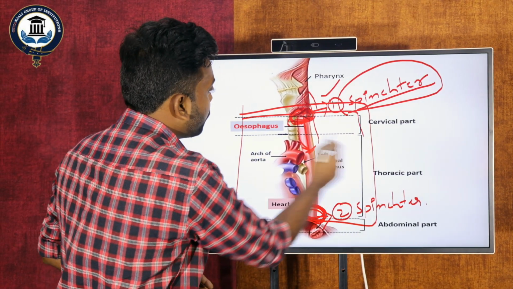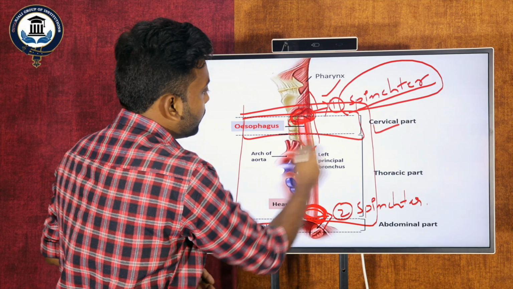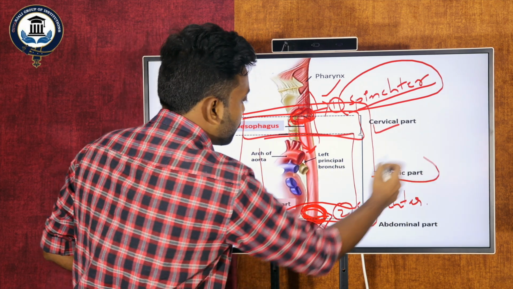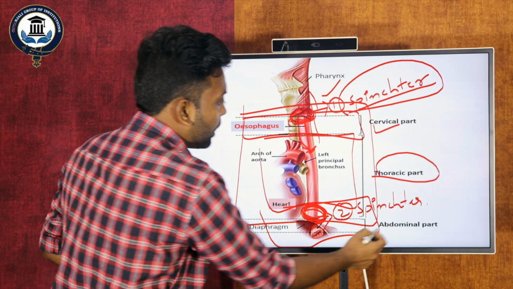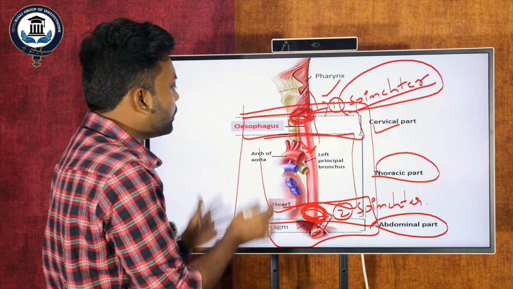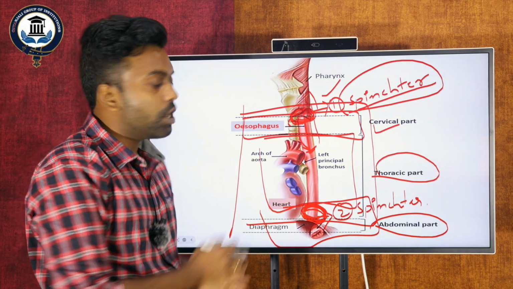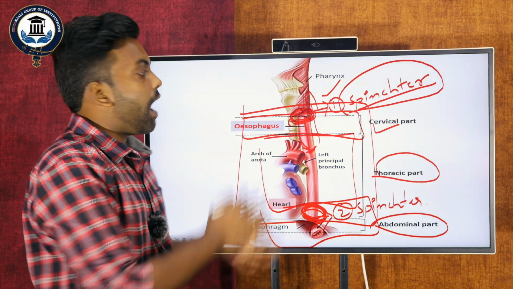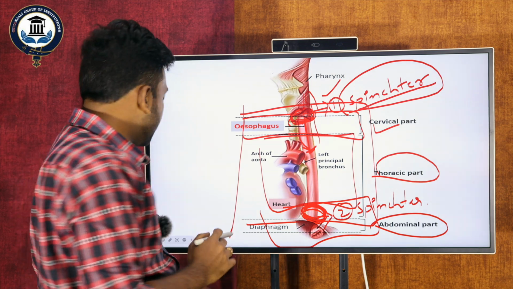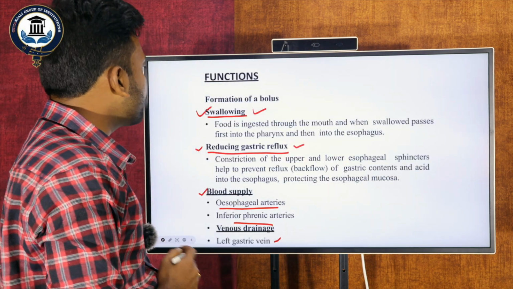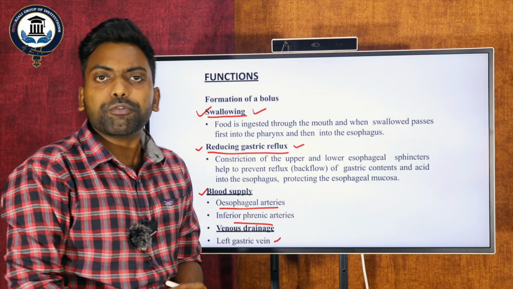And this is the exact part location. This location is called the cervical part, this location is called the thoracic part, and this location is called the abdominal part. Based on the organ position only, we have given the names of the parts of the esophagus. So these are the parts of the esophagus, and these are the sphincters we can see in the esophagus. And what are the main functions of the esophagus?